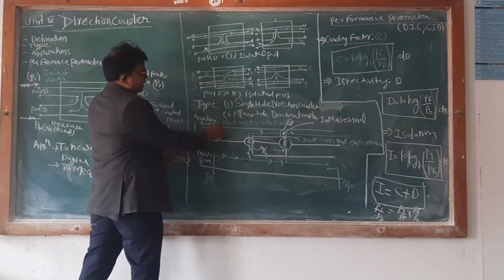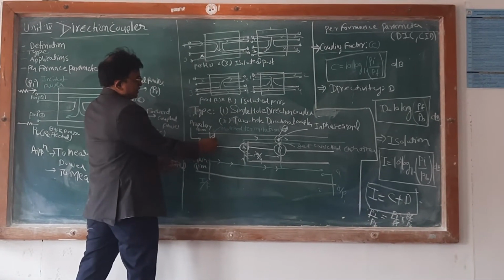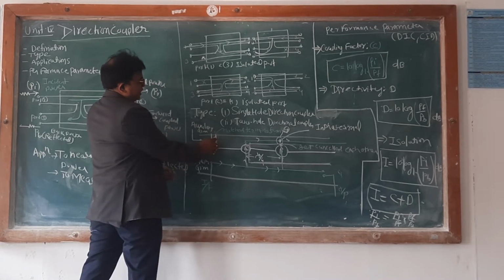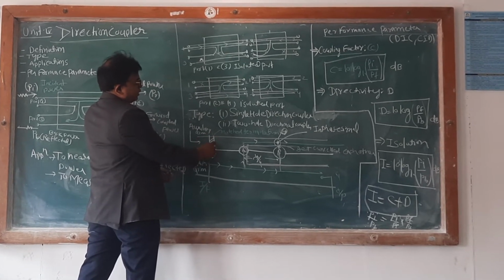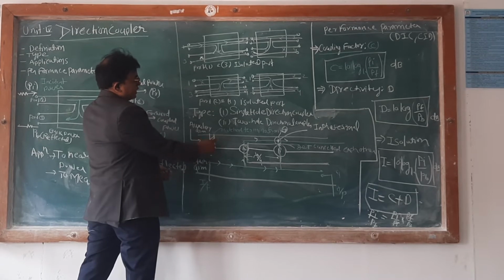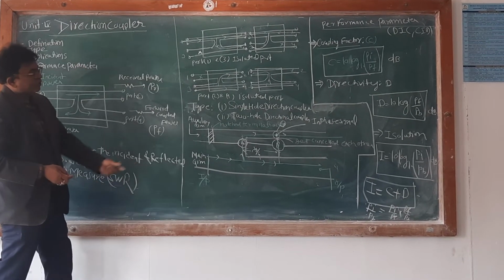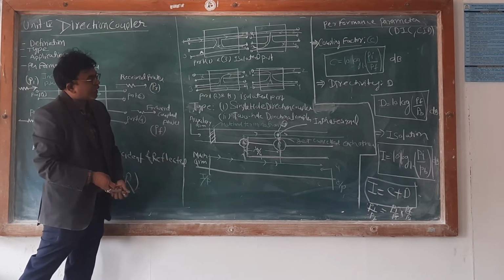So we have provided a matched termination here, because we are not getting any output at this auxiliary arm. That's why it is called a matched termination. So this is the operation of the two-hole directional coupler.